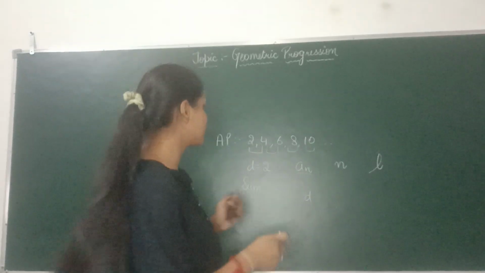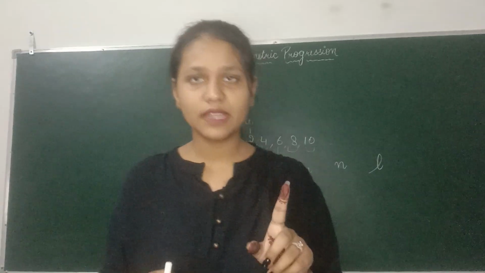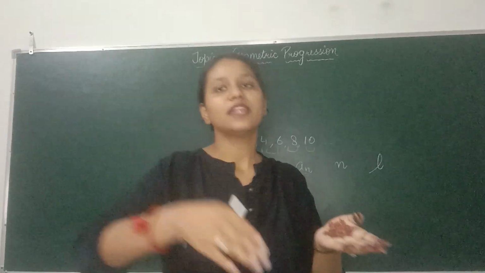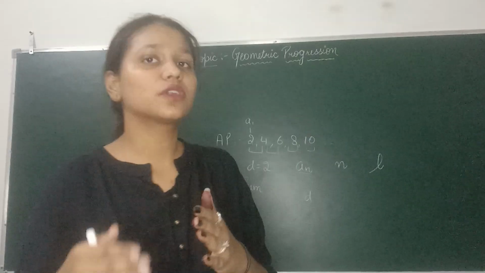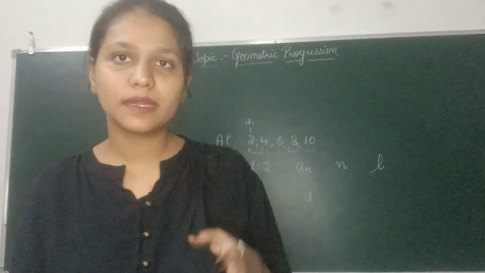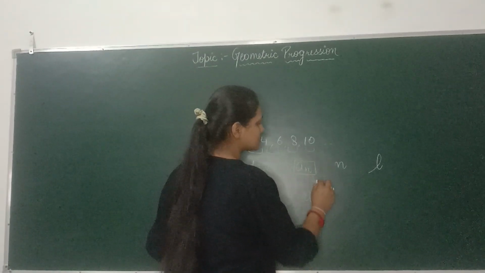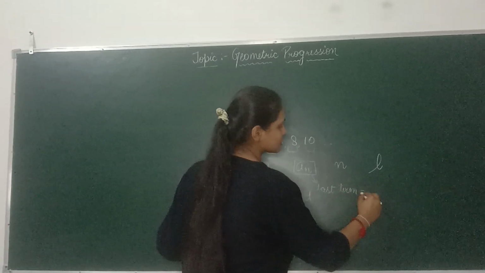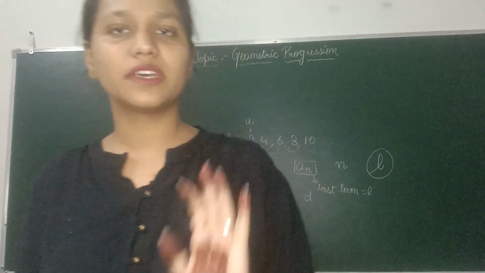In the AP series, we take the first number as a1, the second number as a2, the third number as a3, and so on. We will continue like this. The last term we don't know, so an is the term which is the last term of the AP series, and n is the number of terms.